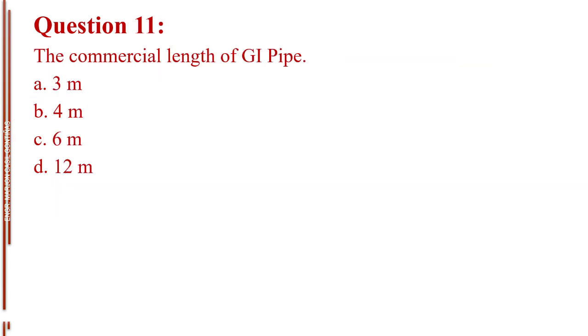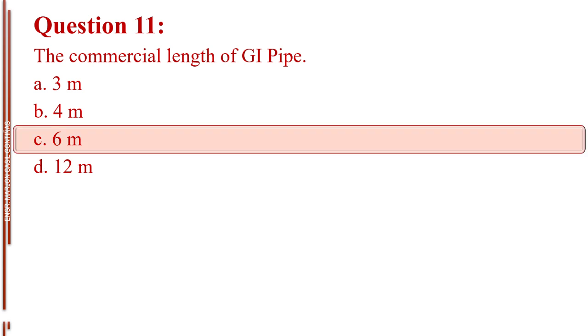Question number 11. The commercial length of GI pipe. Letter A, 3 meters. Letter B, 4 meters. Letter C, 6 meters. Letter D, 12 meters. The answer is letter C, 6 meters.